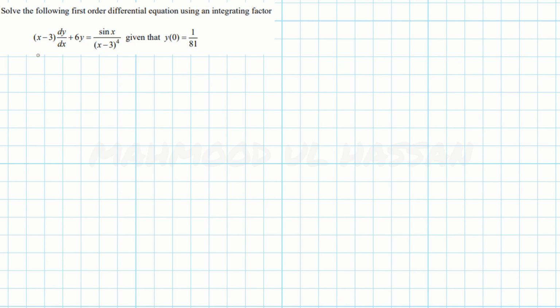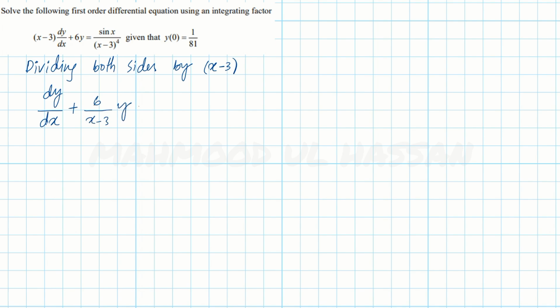First I'm going to write this differential equation in standard form by dividing both sides by x minus 3. So we have dy over dx plus, when we divide the second term, 6 upon x minus 3 into y is equal, and the right hand side of the equation would become sine x divided by x minus 3 to the power 5.